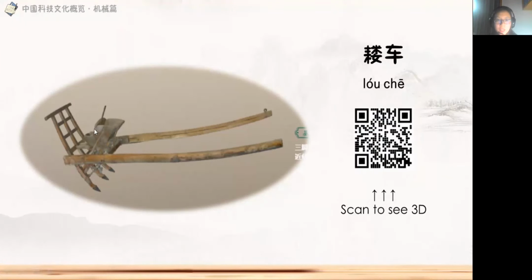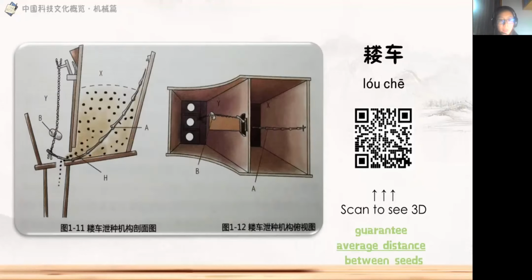As you can see in the image, here is a box. We put seeds in this box. They will go through the holes here. I show you the cutaway picture of 楼车. So this box has seeds in it, and they will go through the holes here and separately into the soil. So this step can guarantee an even space, or say distance, between seeds. Okay. We also check the 3D model.